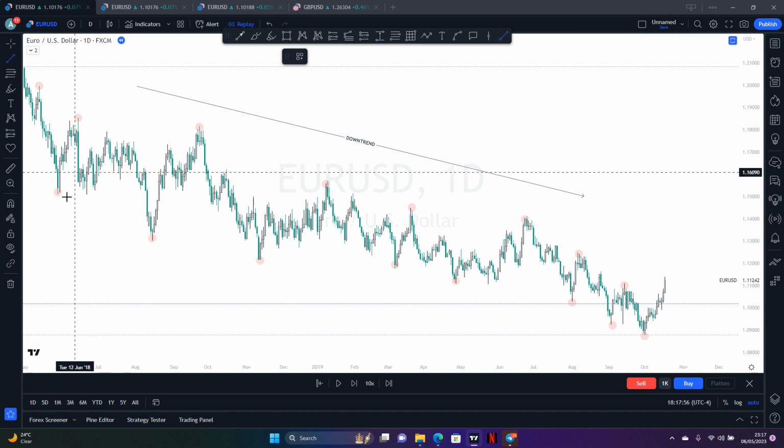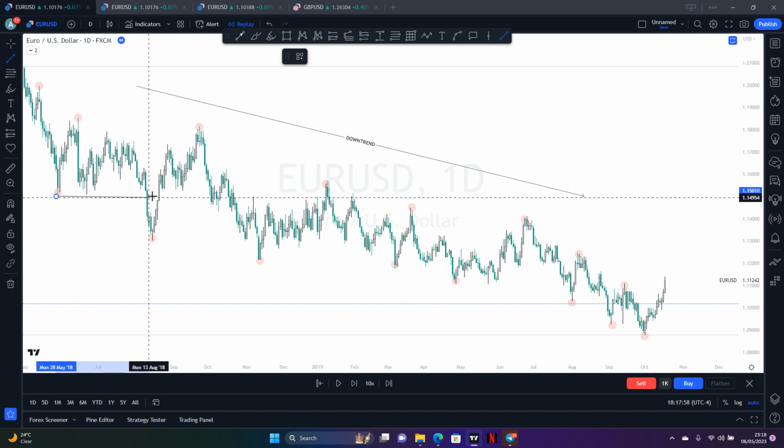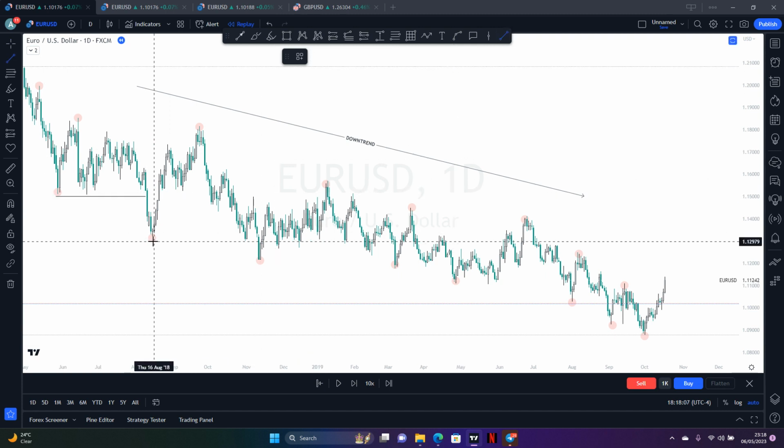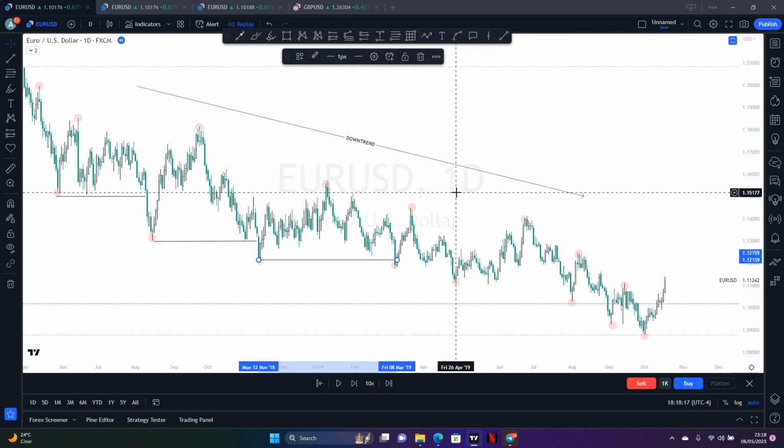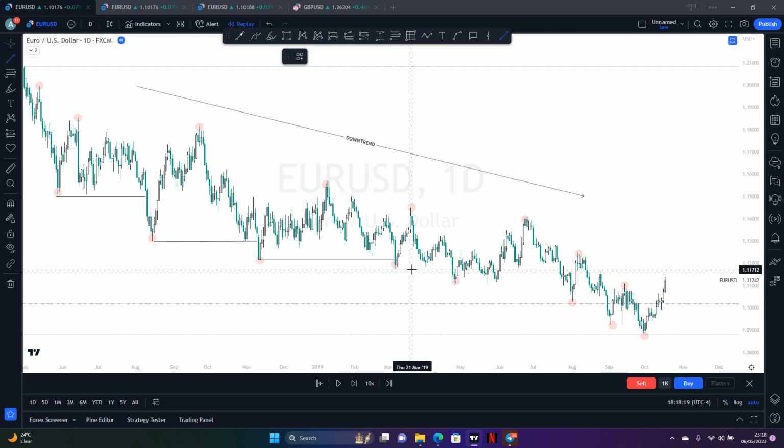So you mark out your break of structures, of course. Price needs to break structures to the downside. So rule number one met. Price needs to break structure to the downside for all of them. Of course, we are in a downtrend, so we should be looking for break of structures to the downside. Unless price now breaks structure to the upside, then we consider that a shift.